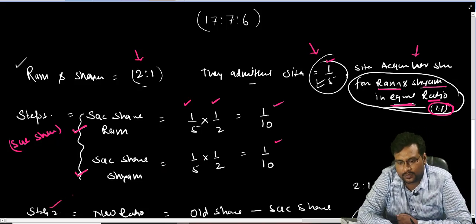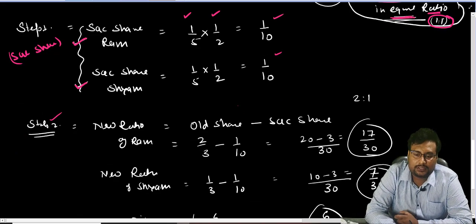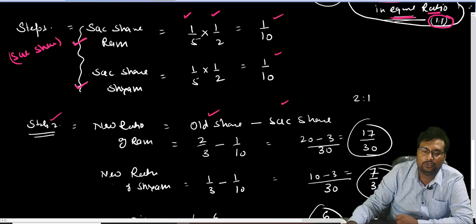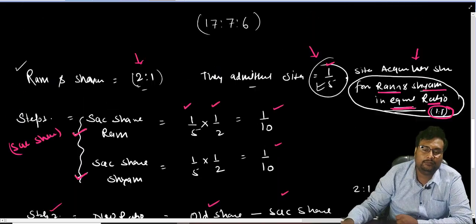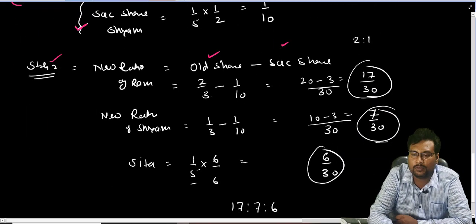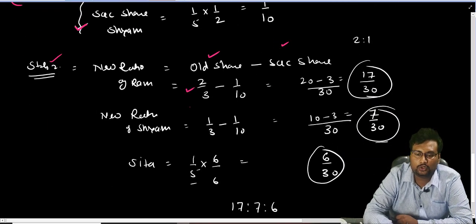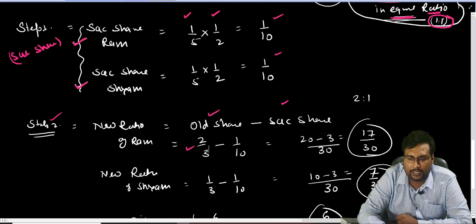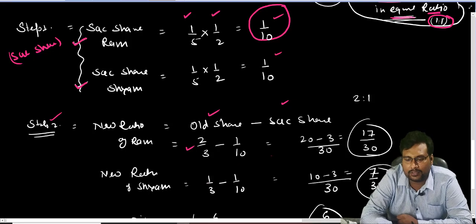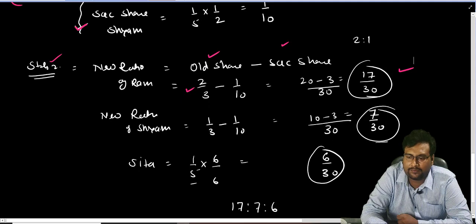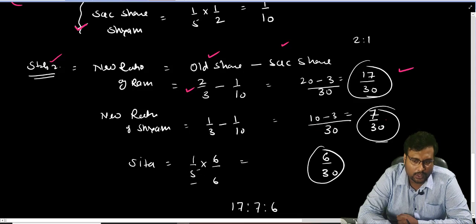Step number 2 is very simple. It is what? New ratio is equal to old share minus sacrificing share. So old share of Ram, 2:1 is the ratio, so Ram share will be 2/3 minus Ram sacrificing. Ram sacrificing is how much beta? 1/10. So 2/3 minus 1/10, it will be how much? 17/30. And new ratio of Shyam will be 1/3 minus 1/10. It will be 10 minus 3 divided by 30, which is equal to 7/30.